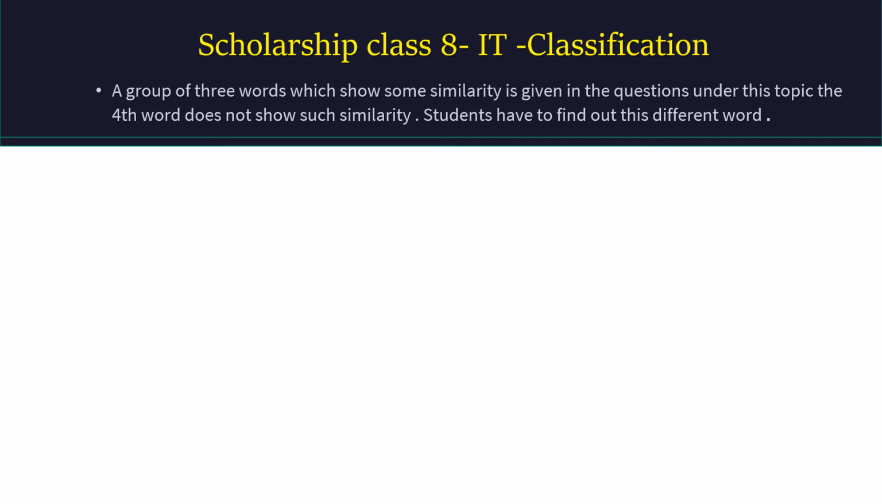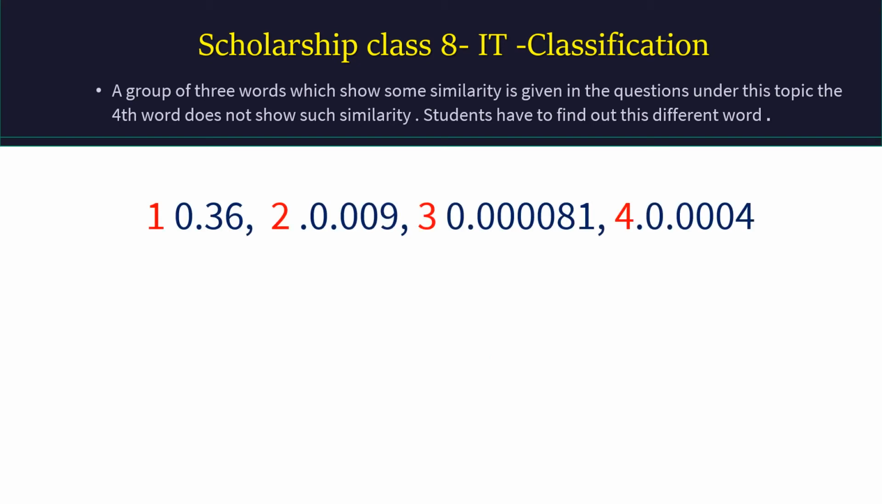Here comes a new question. Again numbers: 0.36, 0.009, 0.81, 0.0004. Maybe because of the hangover of the previous question, this appears to be something like squares: 36, 9, 81, 4 are squares. Then the difference is that there are zeros. So what can be done in this case? This is 0.6 squared. Is this 0.03 squared?